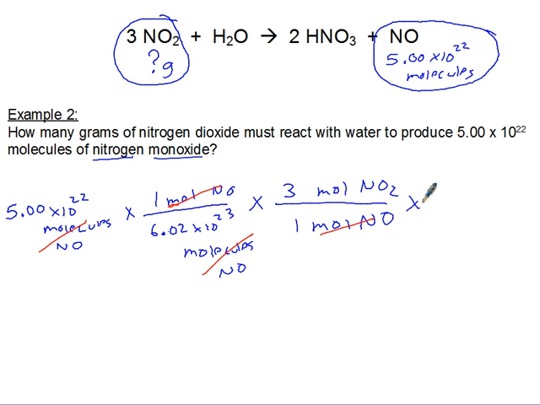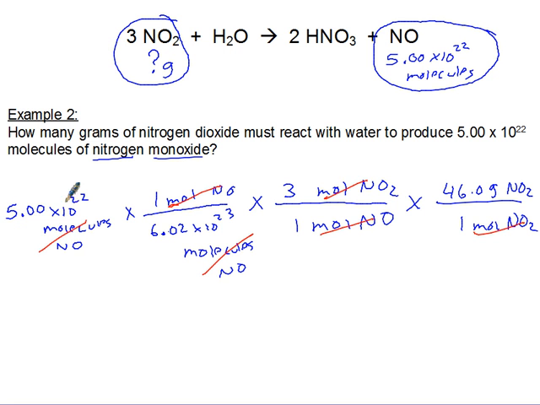And I have to convert moles to grams, so I have to find the molar mass of this right here. Each oxygen is 16, so 16 plus 16 is 32, plus 14 is 46. So that's where the 46.0 grams of NO2 for every 1 mole of NO2 comes from. If you did this correctly, your units cancel out and you're left with grams.